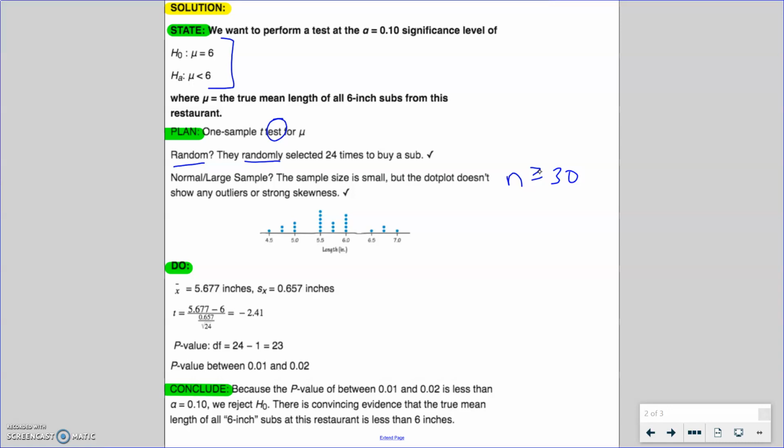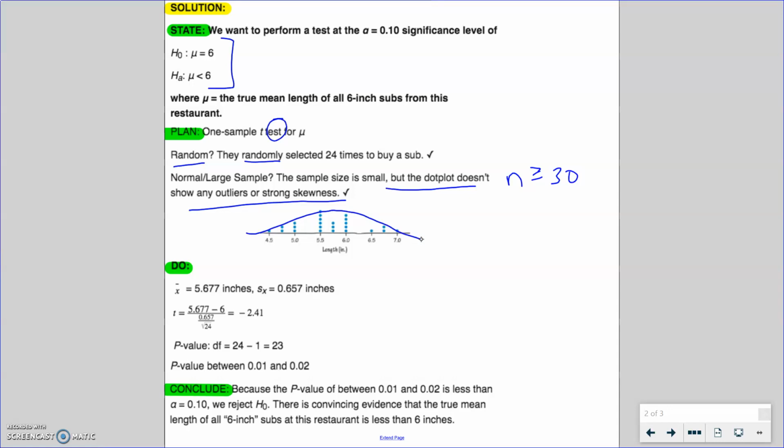The sample size is smaller than 30, but if we were to plot it out, notice how it doesn't seem like there's any outliers, doesn't seem skewed. In fact, if I were to draw a curve, it would look pretty symmetrical, so we can move forward. If you remember that from Unit 7, that was kind of an exception we can make.